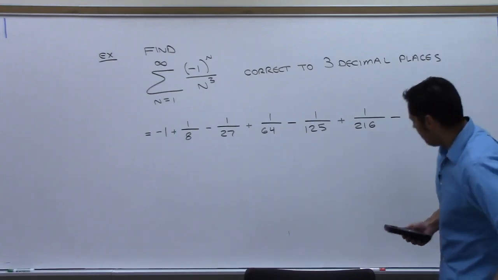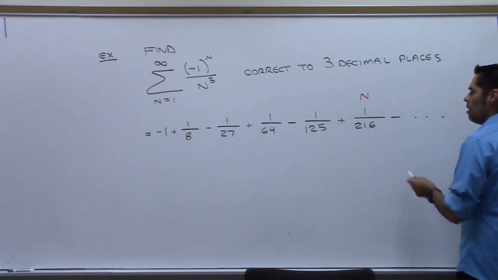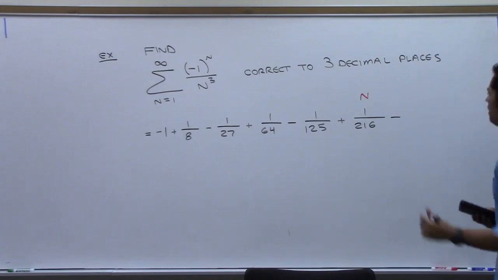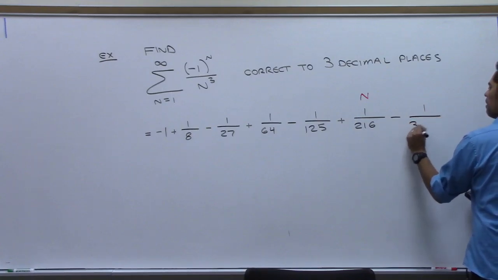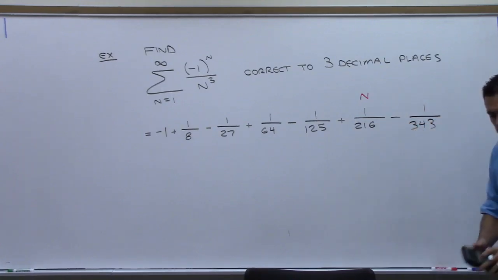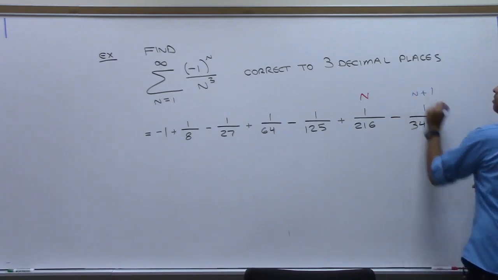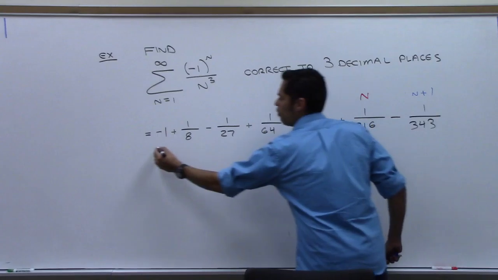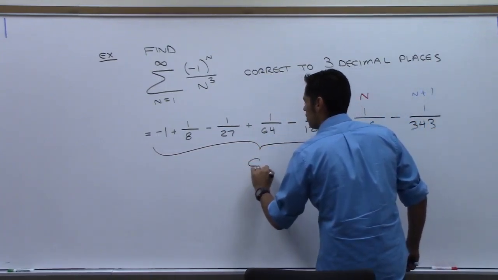Remember that if I ever stop at the end, this will be n, right? What's the next one after n? Let's do one more. N plus 1, which for us would be, what, 7 cubed? 343? This would be the n plus 1 right here. Do you agree with that? Yes? So if I stop my sum right here, this would be my nth partial sum. Agreed?